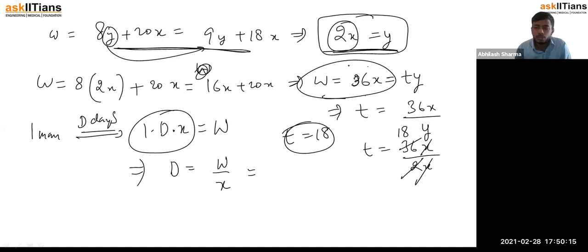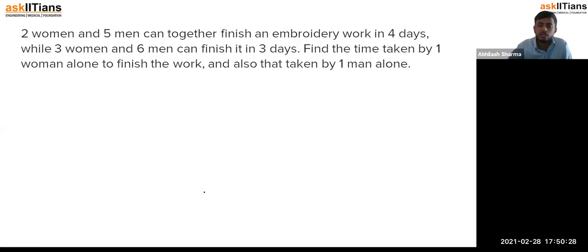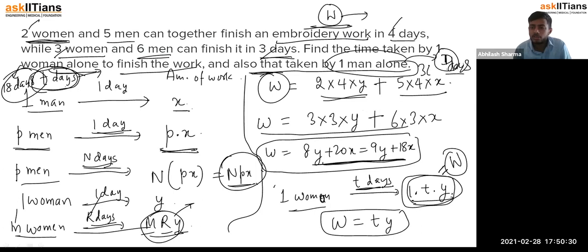How much was W anyway? It was 36X. Upon X, X and X get cancelled, 36. So one man could have completed it in 36 days. That is the answer to our question. 36 days.